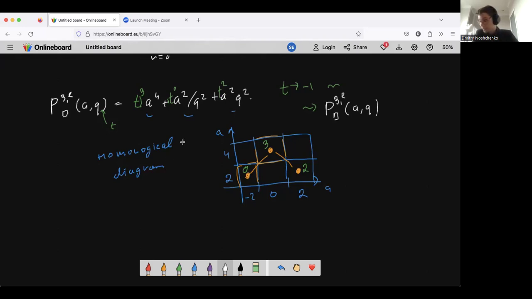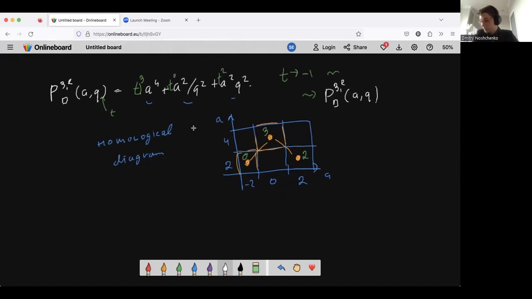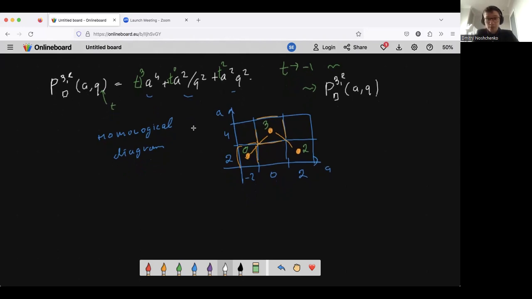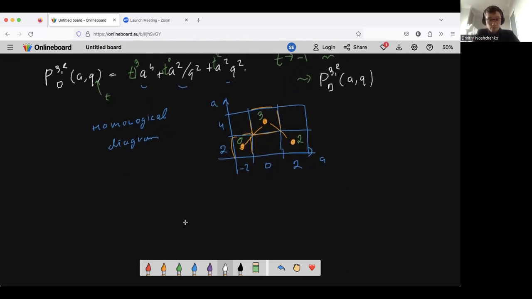All right, so we have this homological diagram. Now, I wanted to say something about permutohedra, but in this diagram, in fact, there are no permutohedra. To see that, perhaps it's useful to draw the second colored diagram. So let's draw the S^2 colored diagram.